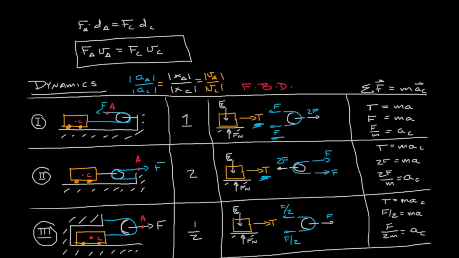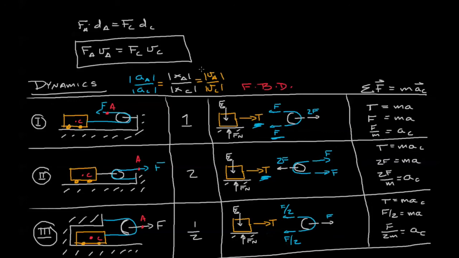A good way to interpret this is if between A and C we double the force, that means that the velocity will get cut in half. Or if we apply a certain velocity at A and we know that the velocity at C is doubled, we know that the force at C must be cut in half.